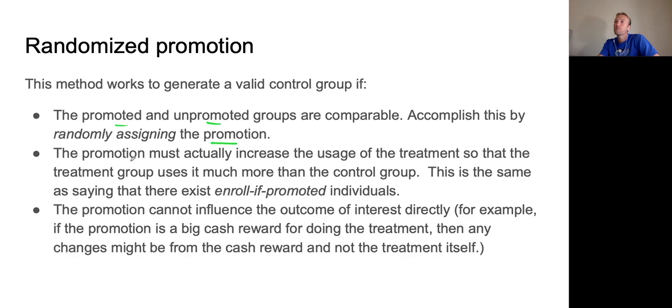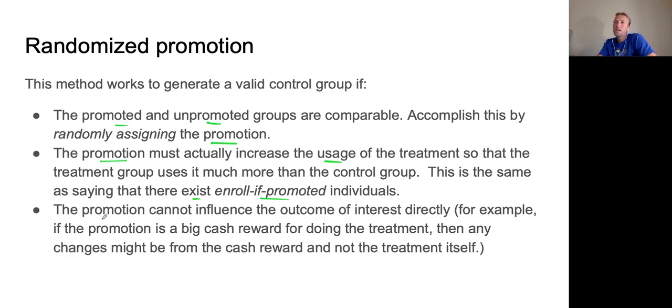And the other thing that's important, and you probably can figure this out, is that whatever I did to promote it, whatever information or help that I gave them, has to actually make them use the treatment more. So the treatment group uses it much more than the control group. This is the same as saying that there exist enroll-if-promoted individuals. So whatever you're promoting, there has to be enroll-if-promoted. If I tell the treatment group, hey, I'll help you apply for this job program, but that doesn't actually make any more people apply for the job, then the treatment and the control groups aren't going to be any different at all, and you're not going to be able to compare between the two.